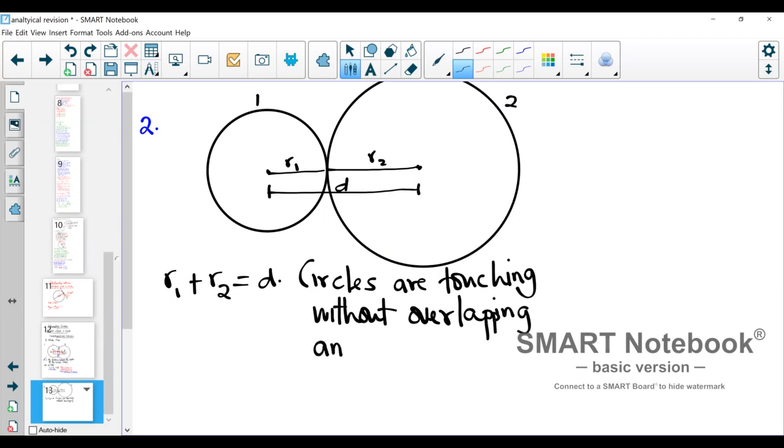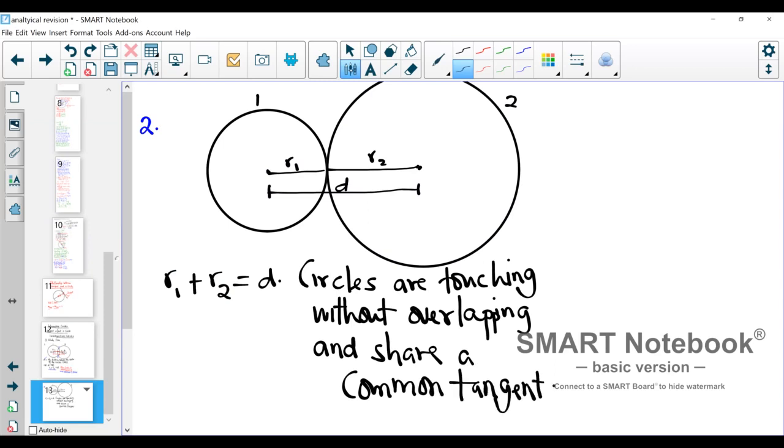And share a common tangent. They actually share a common what? Tangent. Do you notice that that single tangent now is shared between both circles. R1, so this is the key to remember, R1 plus R2 equals D.